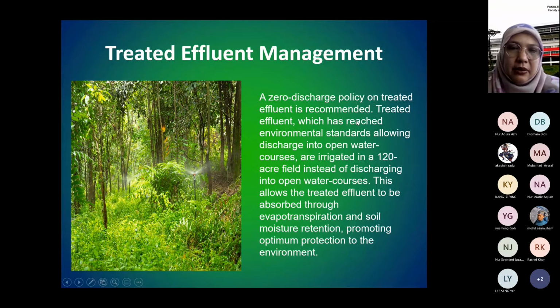This is some of the leachate being used at the plants nearby as well. The treated effluent has reached environmental standards allowing discharge into open water courses, but a 120 acre field is irrigated instead of discharging into open water courses. So they are actually recirculating it at the facility site.